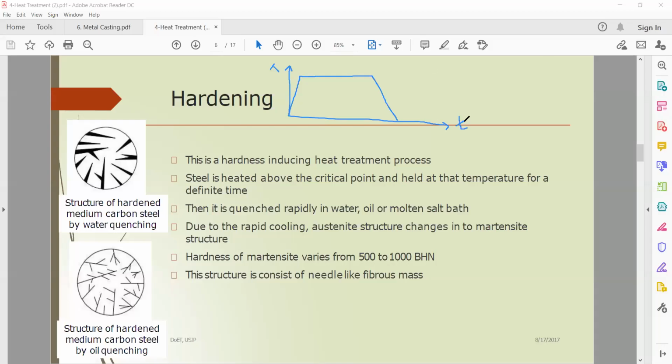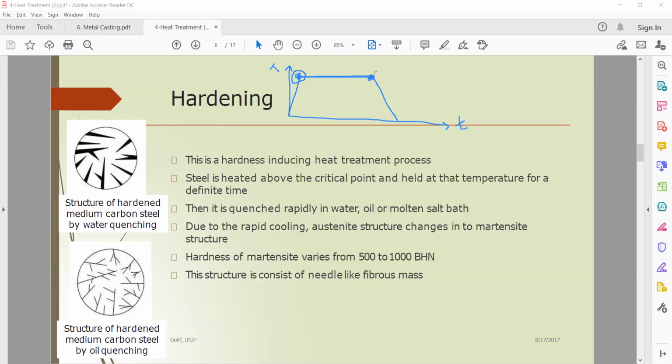The x-axis should be time, right? So first one is heating, then holding, then cooling. When you are heating the metal to a specific temperature, the structure of the steel is converted to the austenite structure. So in this position, austenite structure is formed, right? Then you are keeping that metal for a specific time period to uniformly form that austenite structure. So here also, austenite structure.